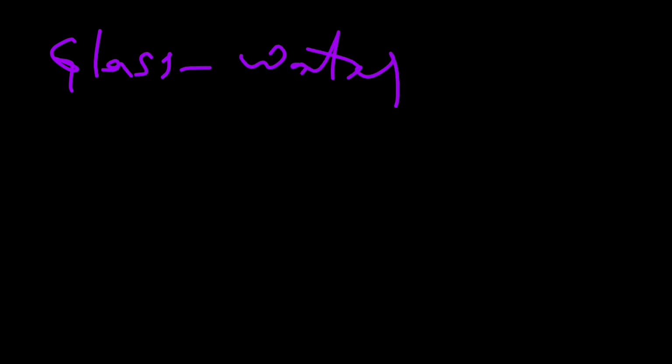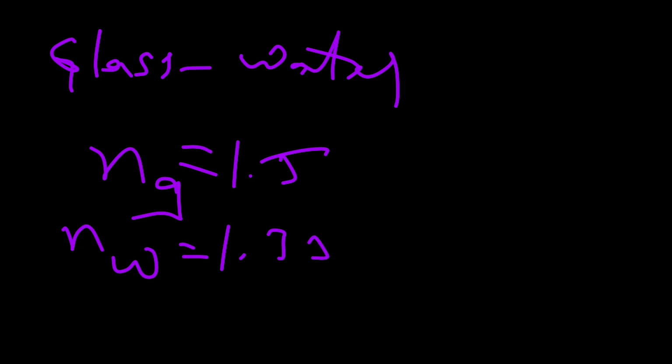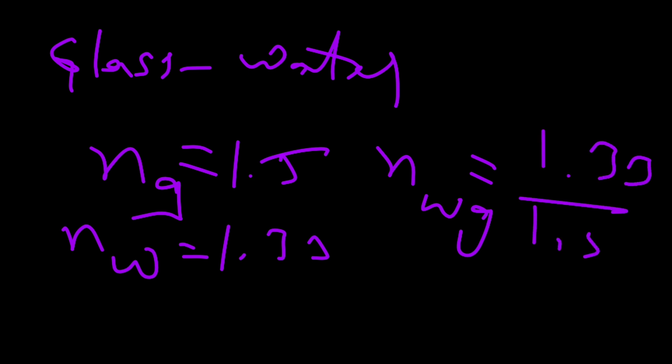So take one more example: glass and water. We are given the refractive index of glass is 1.5 and the refractive index of water is 1.33. So the refractive index of water with respect to glass is equal to 1.33 by 1.5. When you divide these two, you will get 0.887. Water is optically rarer compared to the glass.